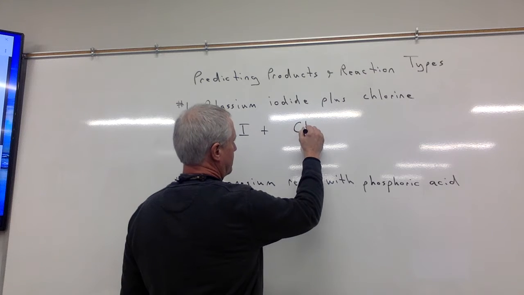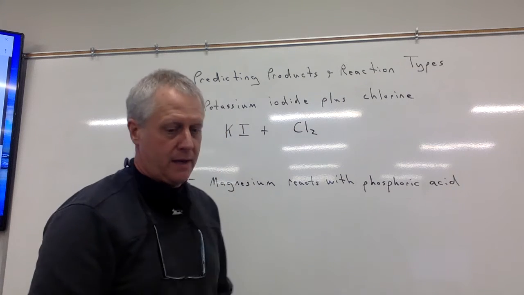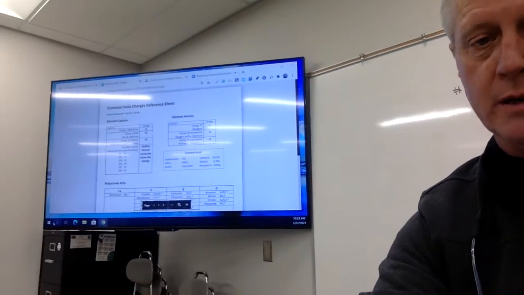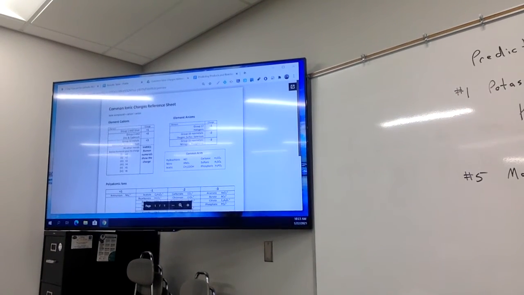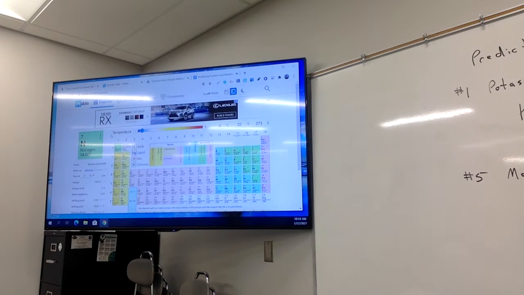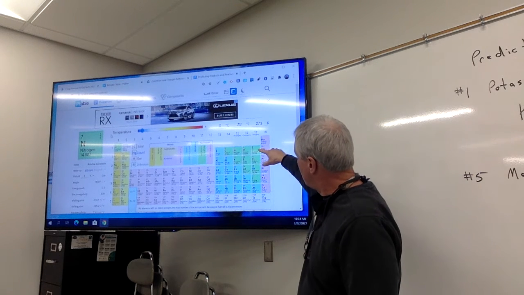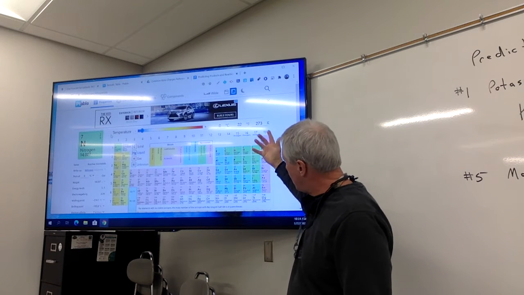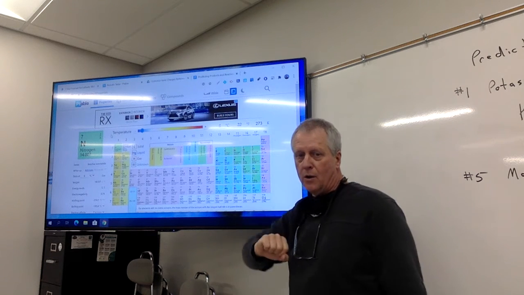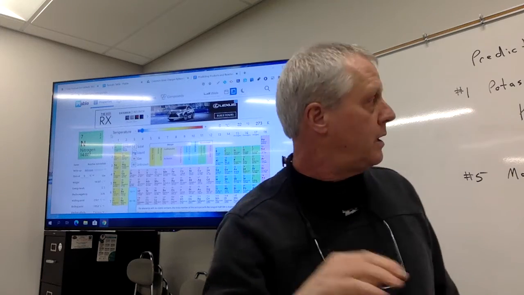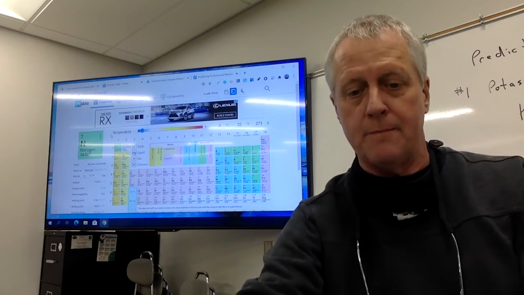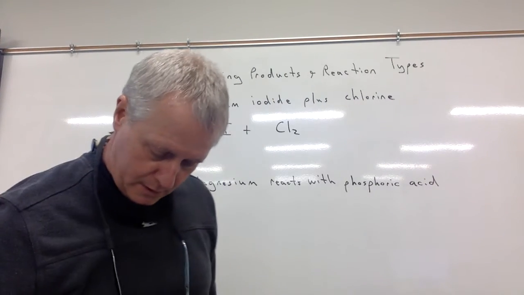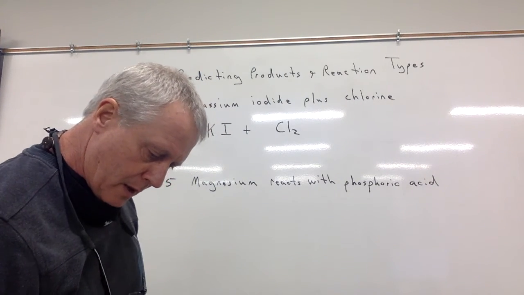One of the things about any of these gases that we see, let me go to the periodic table again. If you look at your periodic table, the halogens here, fluorine, chlorine, bromine, iodine, and also oxygen and nitrogen, they all form diatomic molecules such as Cl2. That's just something you learn as you go along. But anyway, let's see what our products could be here.